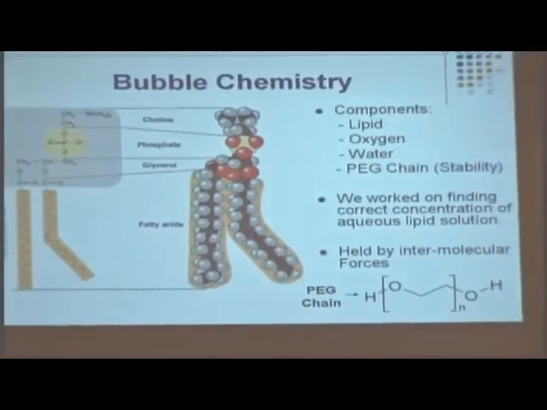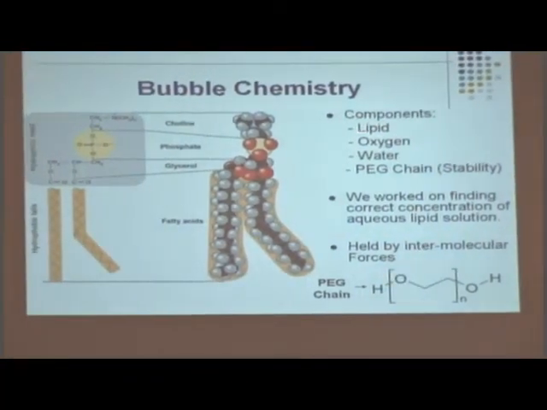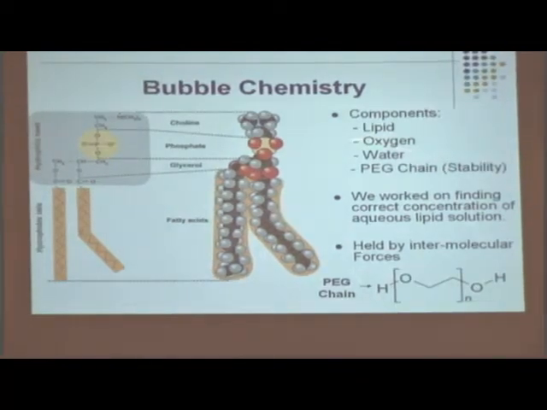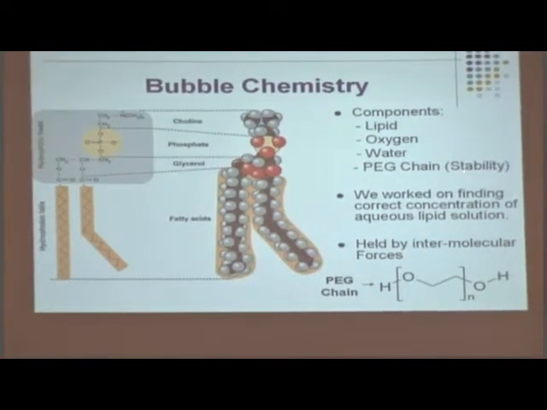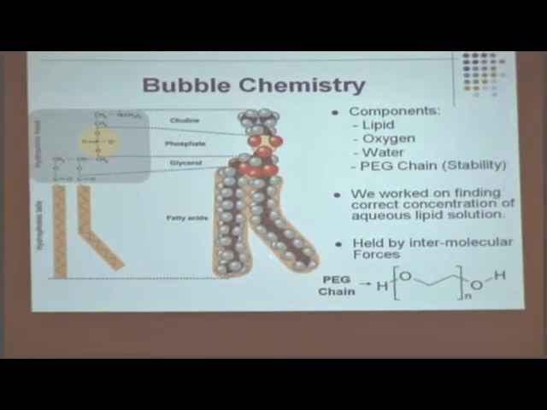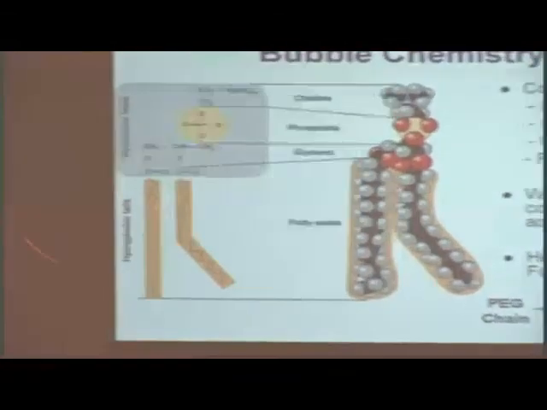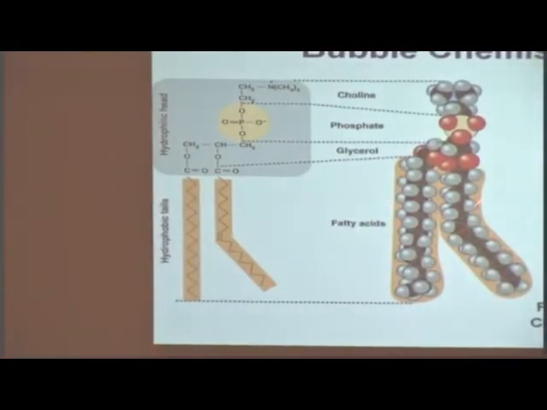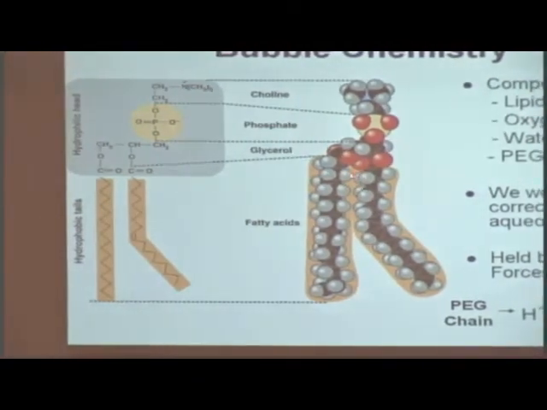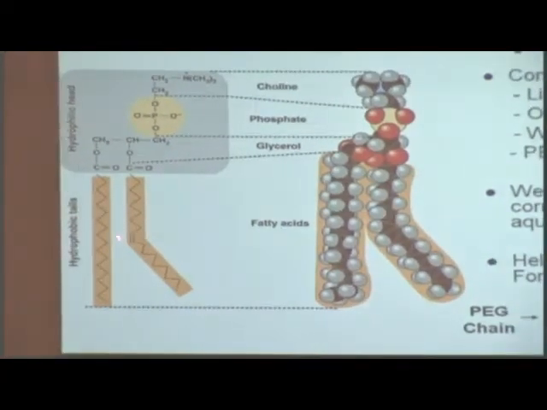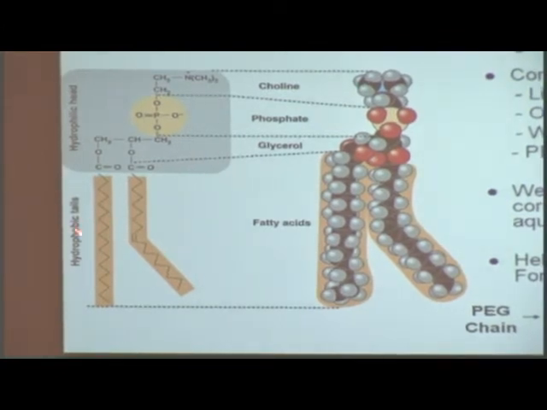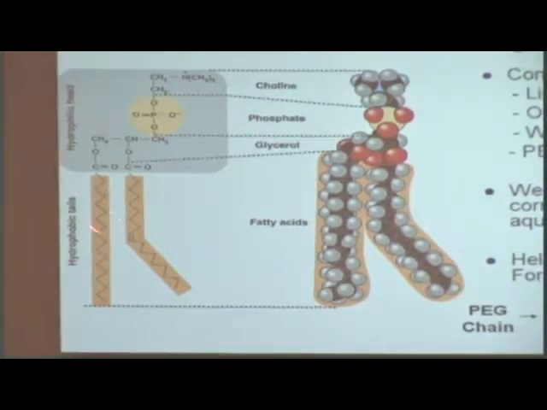All right, so the actual bubble chemistry now, this is where it gets interesting and also confusing. We have four main parts that make up a bubble. We have a lipid, oxygen, obviously, the water, and the PEG chain for stability. Okay, so what is a lipid? A lipid is basically made out of two parts. The hydrophobic fats, which are fatty acids right here. These are mainly carbons and hydrogen, and they don't have a charge. So what that means, as the name suggests, hydrophobic: hydro means water, phobic means afraid.